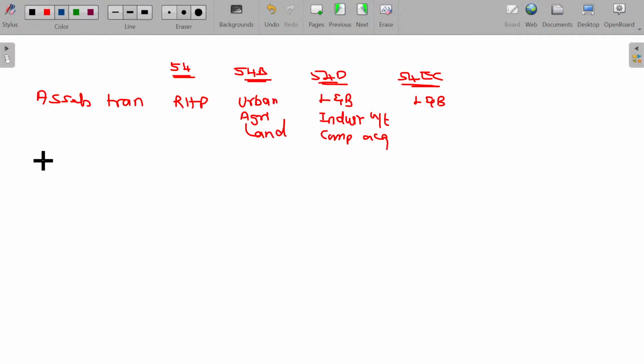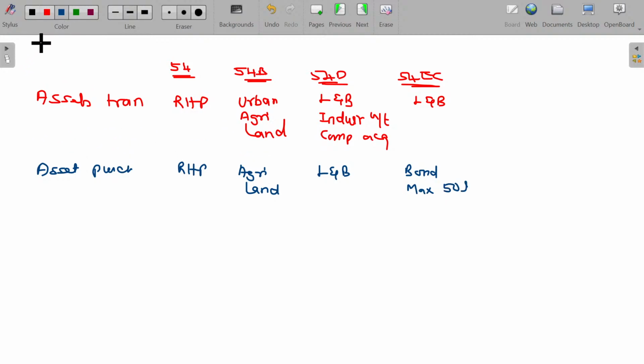Now, what sort of asset do you have to purchase? Asset purchased. Residential house property to be purchased. Agri land, not being urban agri land, it may be rural or urban, whatever it may be, can be claimed. And here again, land and building can be purchased for industrial purposes. In the last case, bonds: RECL, PFCL, NHAI and IRFC. Okay, you can buy the bonds, but here only we have the ceiling, maximum 50 lakhs only.